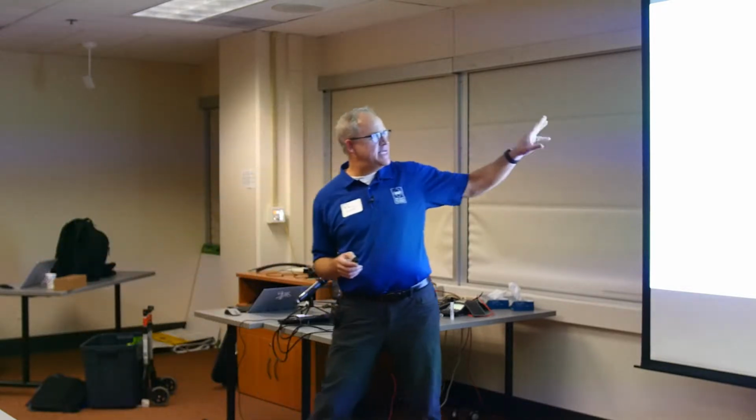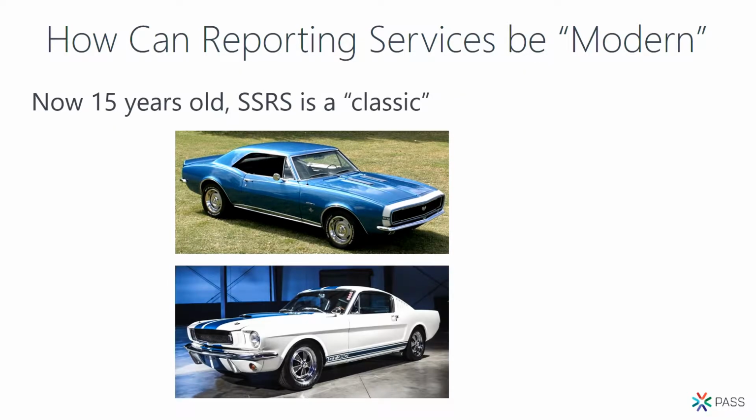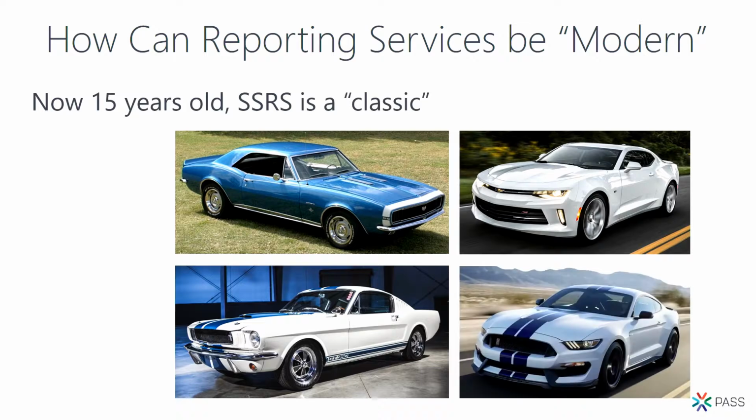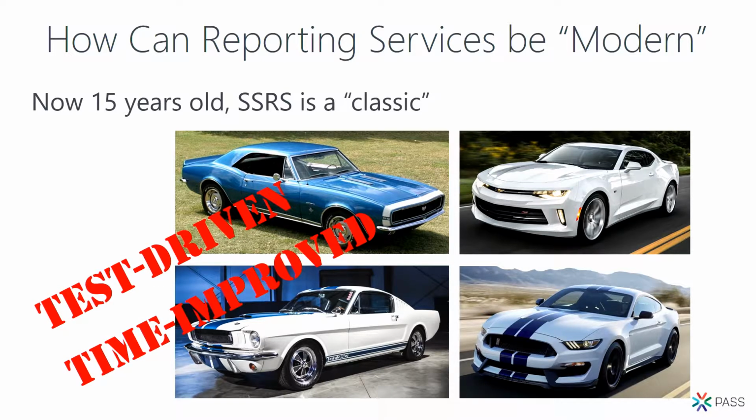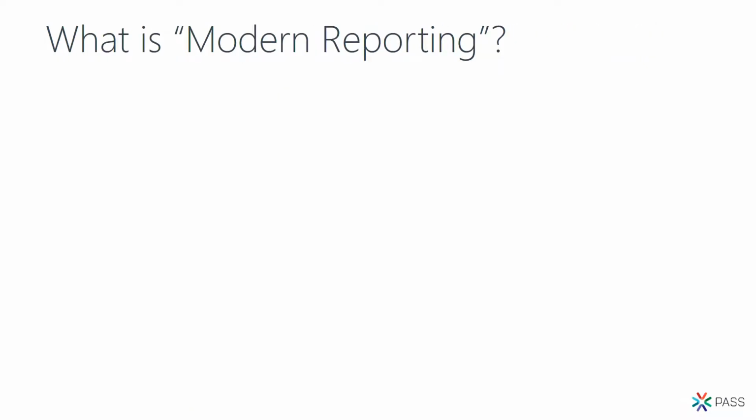So reporting services is a classic. So you think about a classic. Here's a classic Camaro. Okay? Here's a classic Mustang. These are awesome cars, right? So a few years ago in the auto industry, they figured out that people really want classics. So what did they do? They modernized the classic. Okay, now we've got modern versions of the classic. And I really think that this tells the story of reporting services. Reporting services is that classic, and they've modernized it some. They left it alone for a while. And so reporting services today is test-driven, and it's time improved. Okay, so if there are any Chrysler fanatics, I'm so sorry, I couldn't get the Charger on there. There just wasn't room for it.